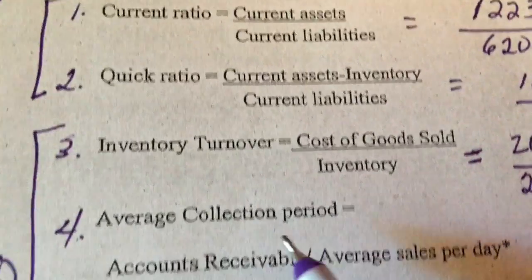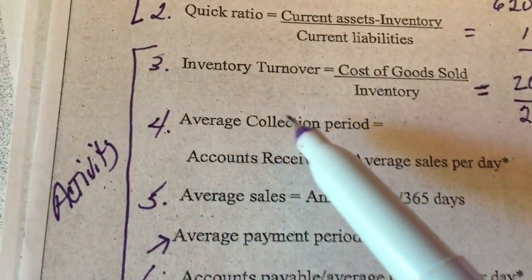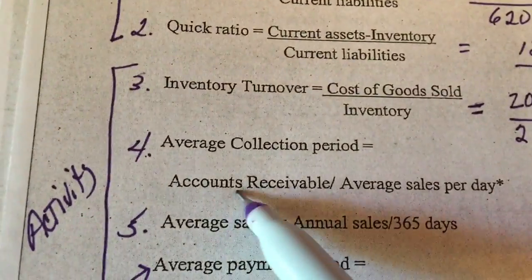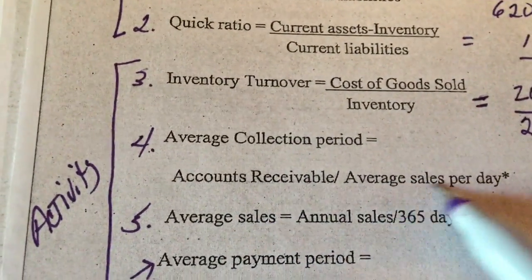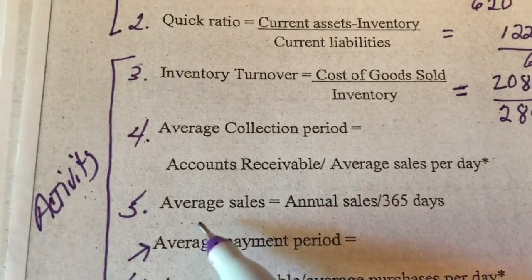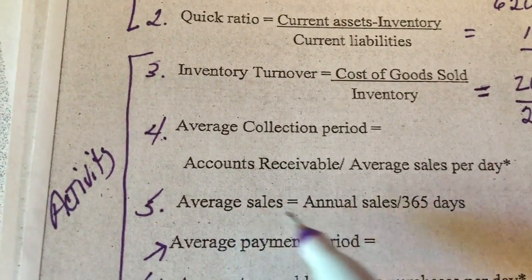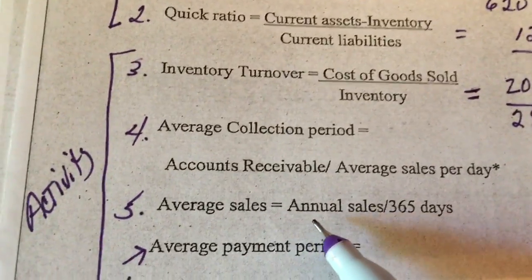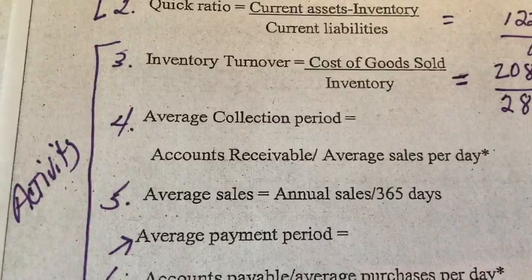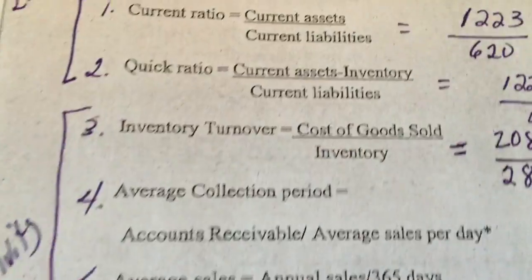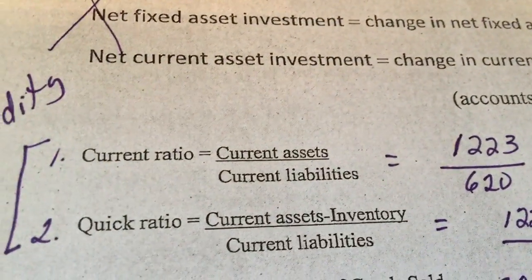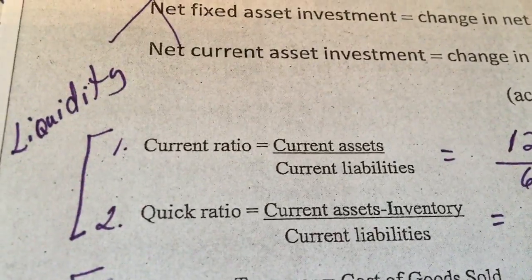Now the next one has two parts. This one is going to be called average collection period, and it consists of our accounts receivable divided by our average sales per day. Now average sales per day is number 5, so we have to calculate number 5 before we can number 4. Number 5 consists of annual sales divided by 365 days, and they use that to spread it out rather than having 360 days.